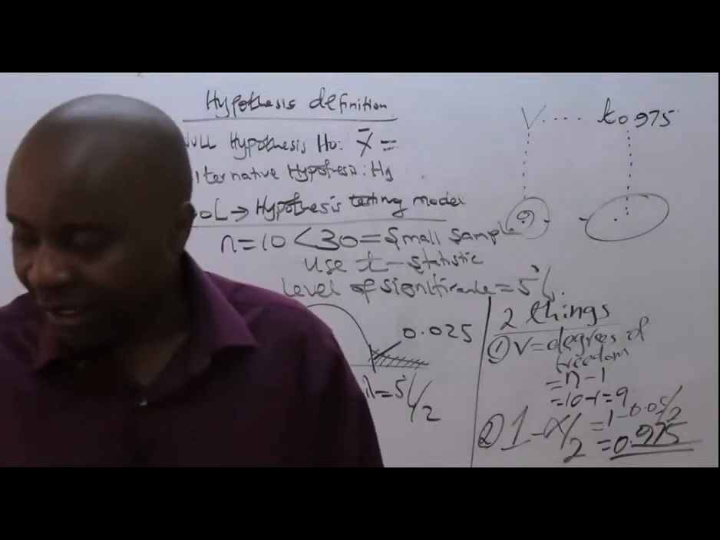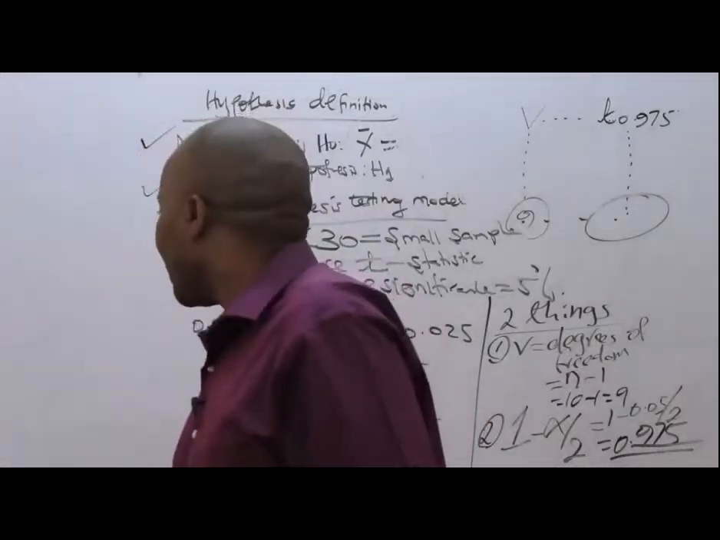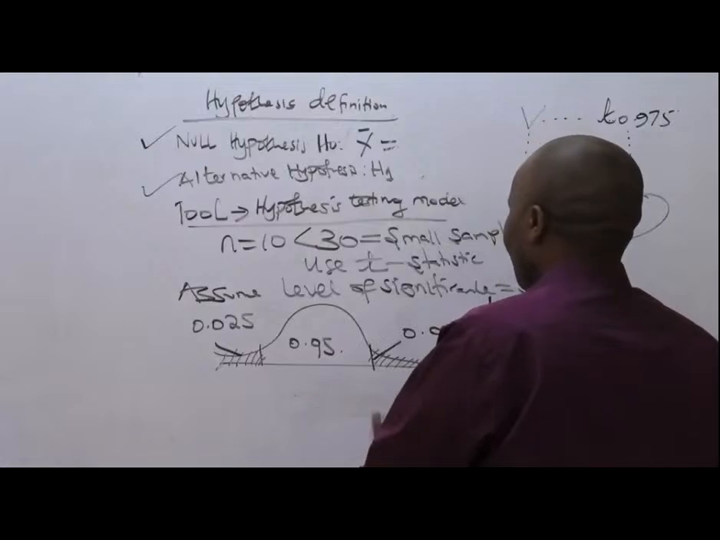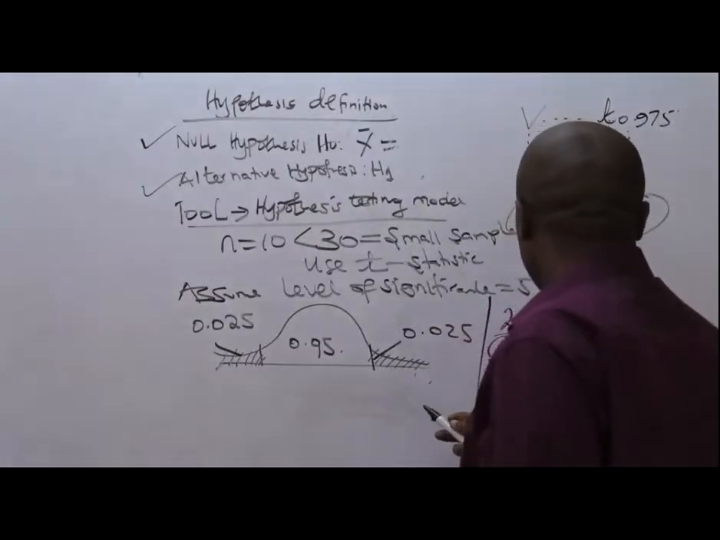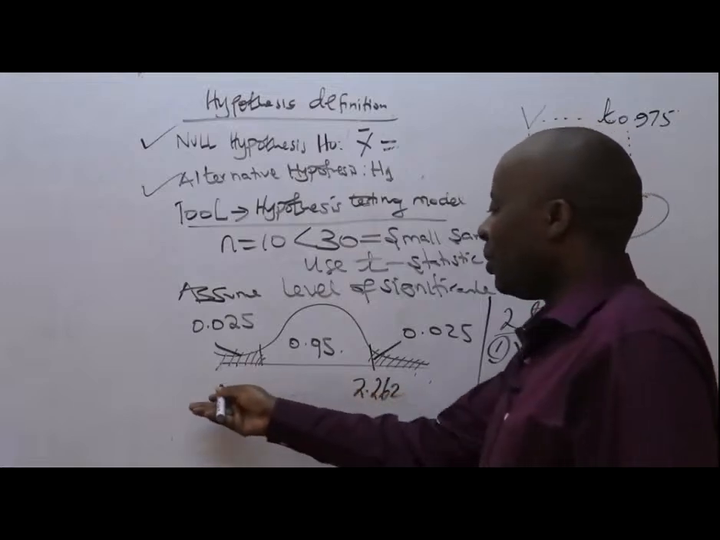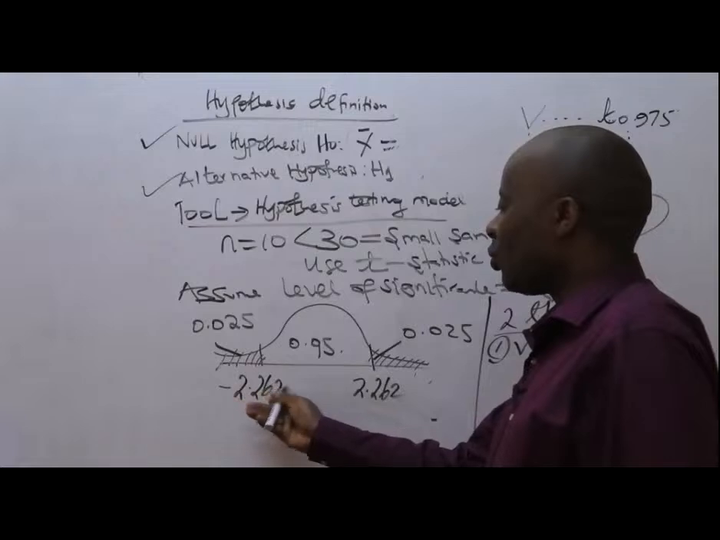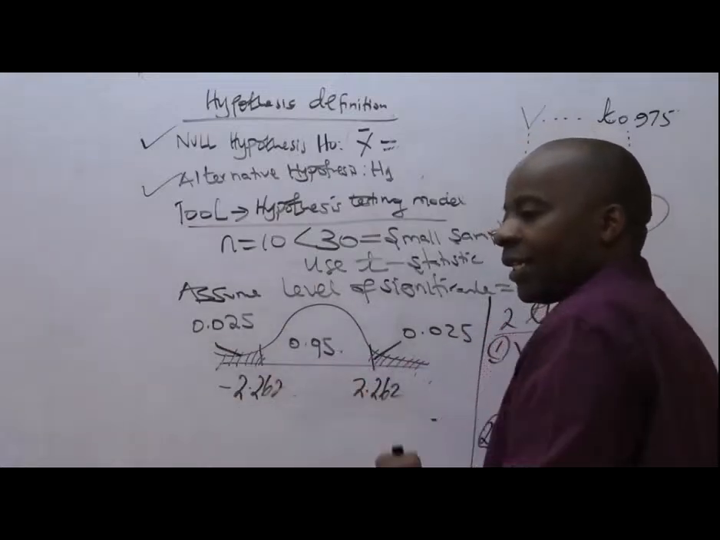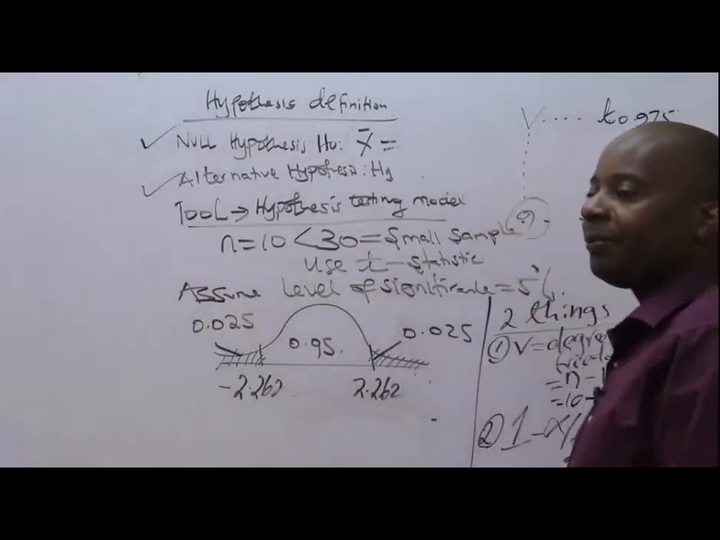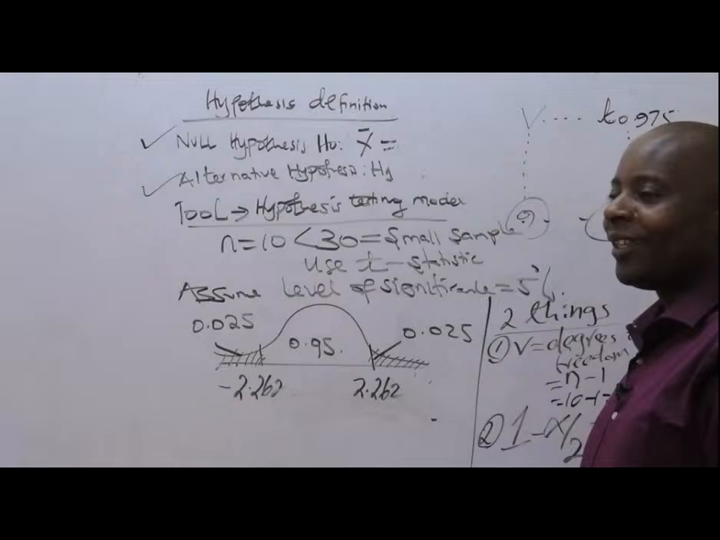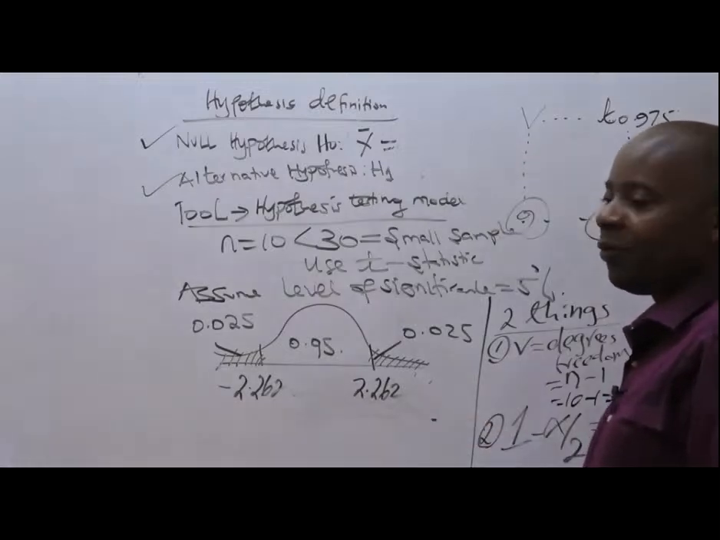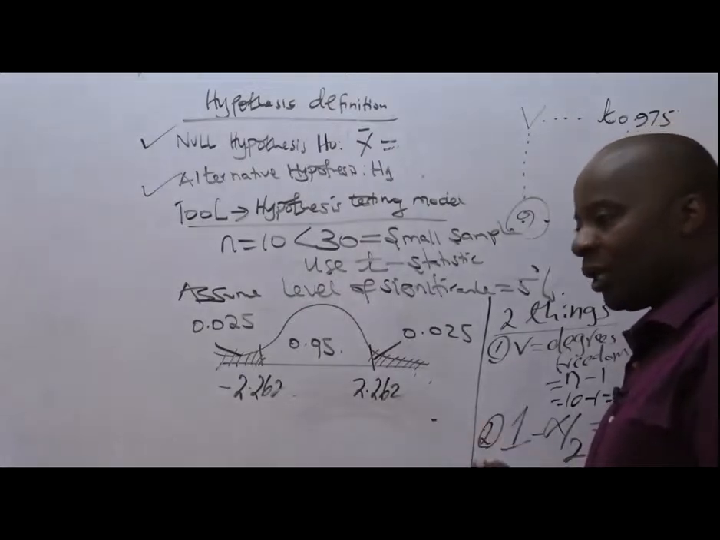Now we have been able to get our T critical. T critical, we are saying here, is 2.262. Then this will be minus 2.262, minus because it is on the other side. Now, ladies and gentlemen, for hypothesis testing, we've been able to put down the tool. This is very important for me.